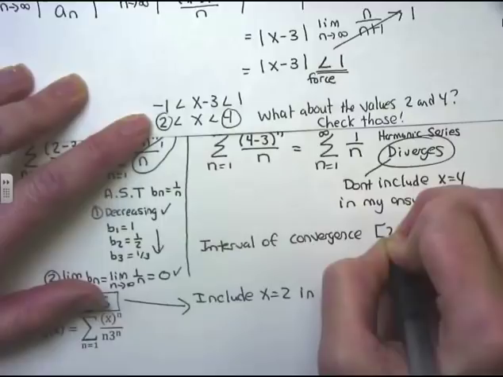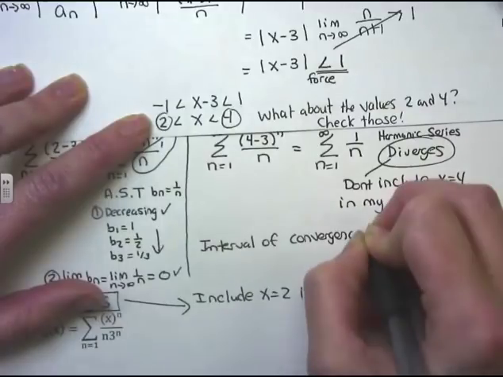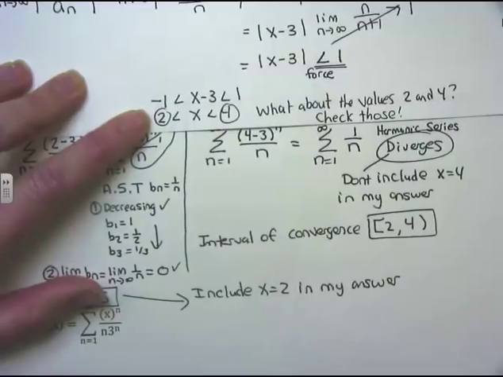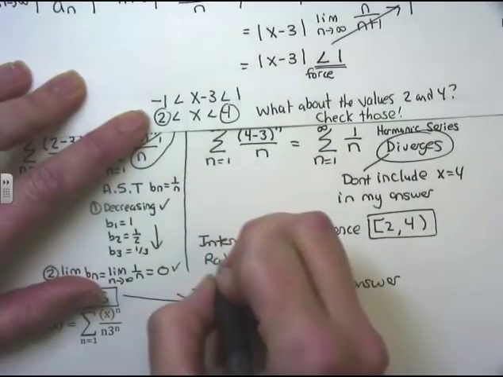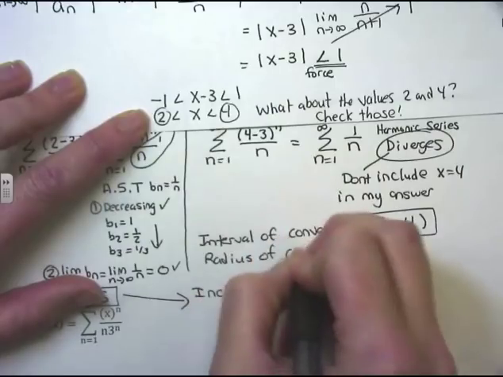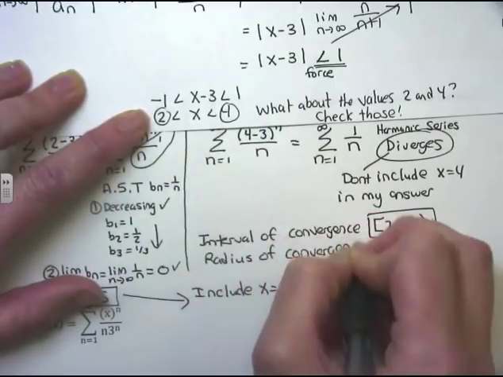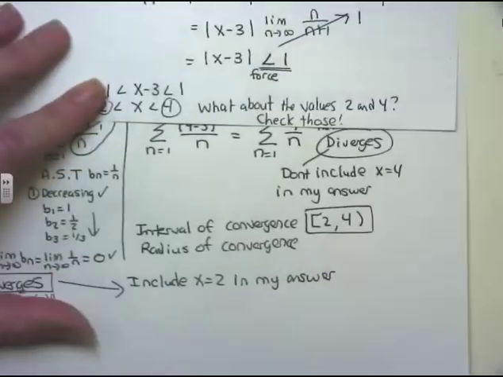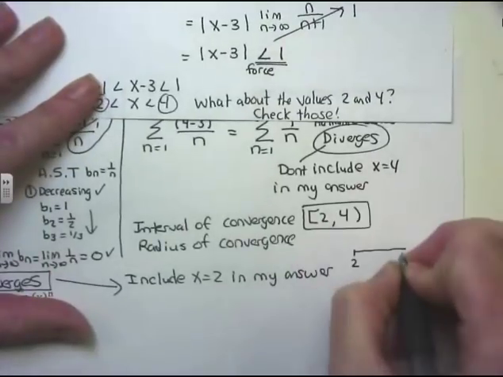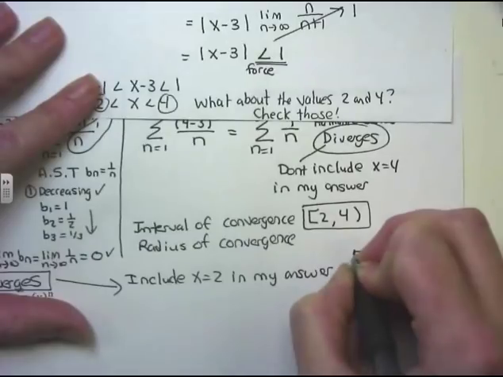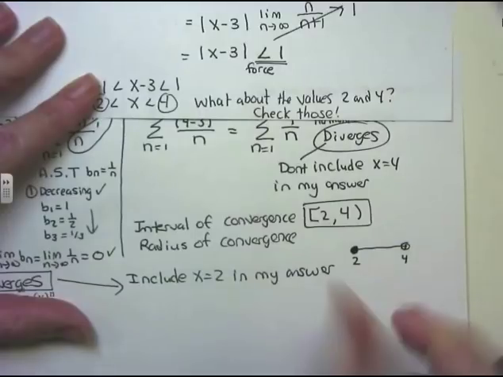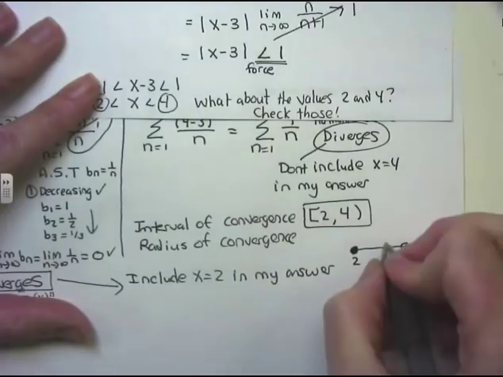Including 2 all the way up to 4, not included. The radius of convergence, we could have seen this all the way up here. But I like to give a little sketch to relate the two. So here I have the interval from 2 to 4, and we can indicate I'm including 2 and excluding 4. I want to know, what is the radius that corresponds to this interval?